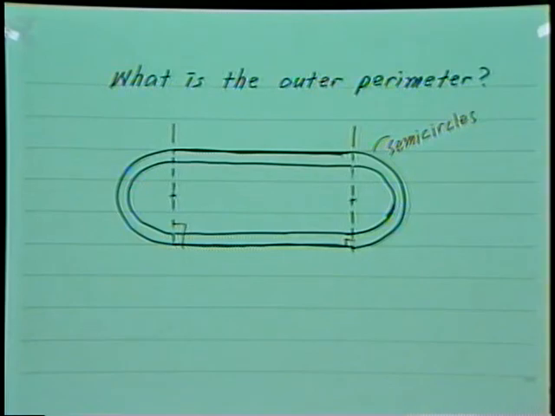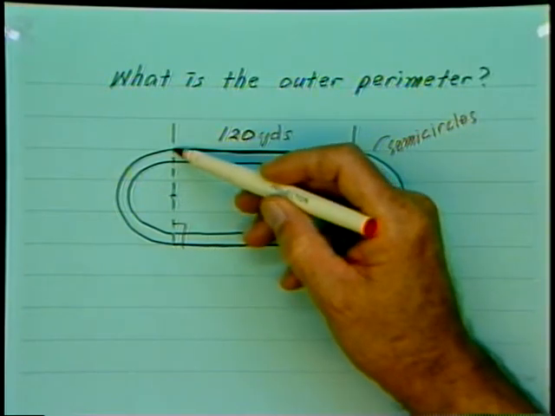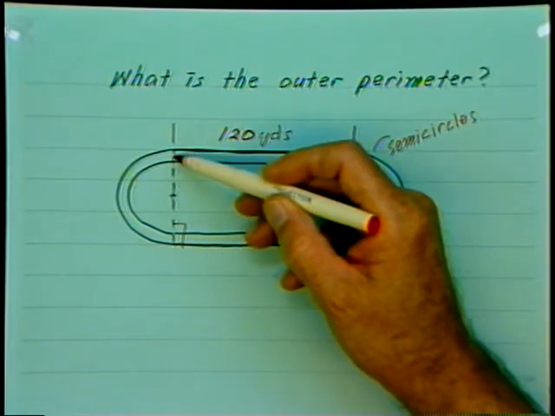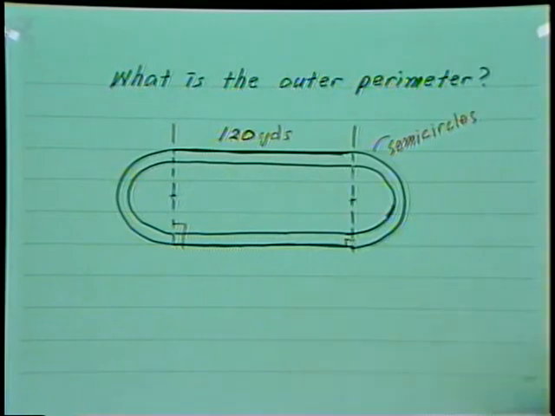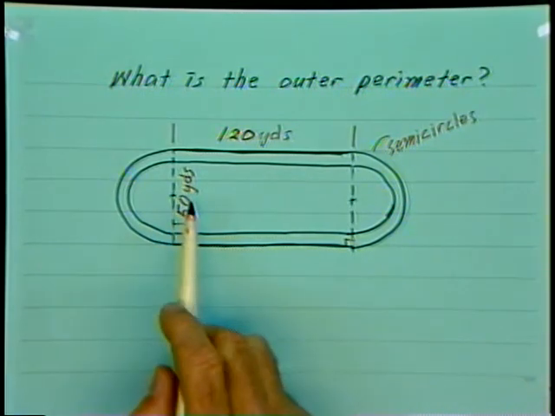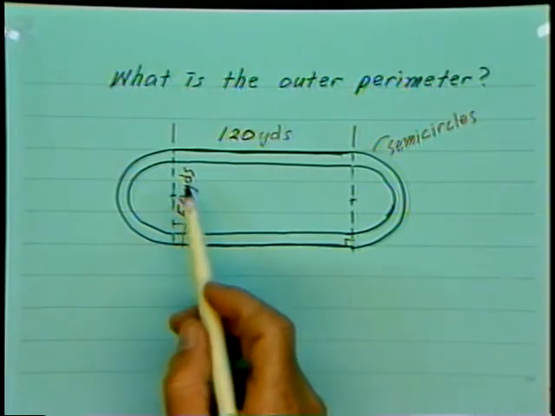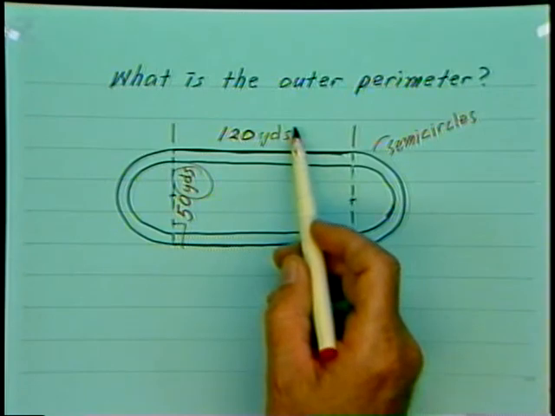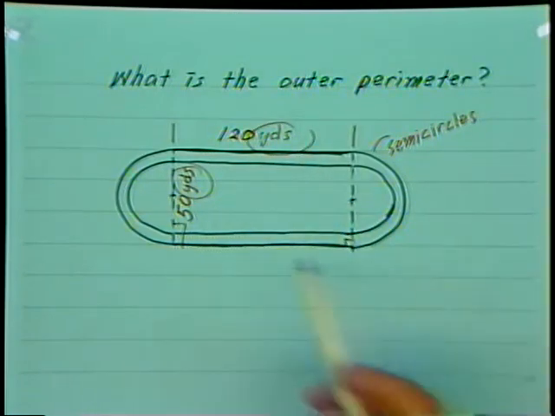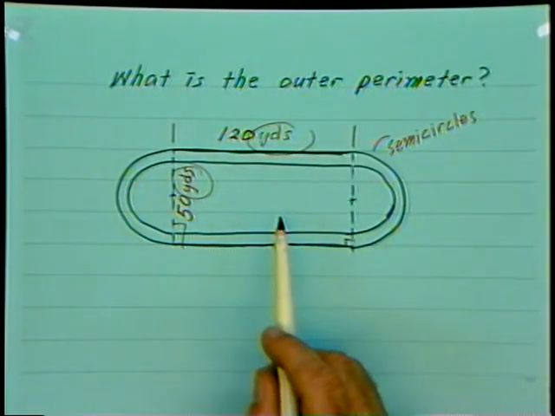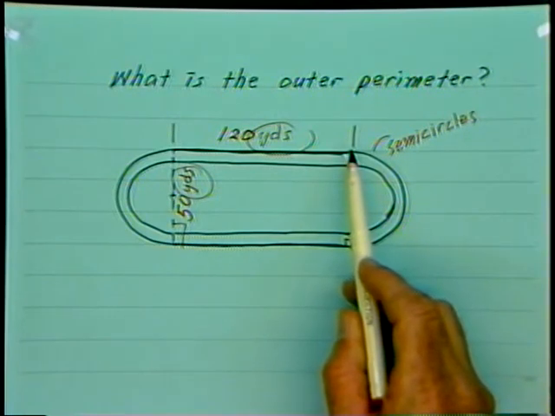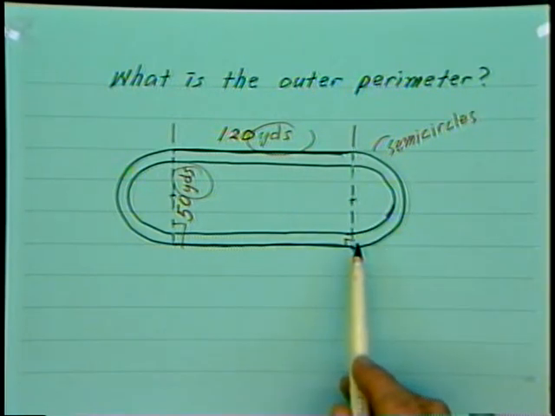Let's say we had measured it and found it to be 120 yards. Then we need to know either the radius or the diameter of one of the end circles. Let's say we measured that and found it to be 50 yards. And again, we remind ourselves that if this is in yards, so must this be, or vice versa. And we don't have to find the circumference of a circle, then have it.